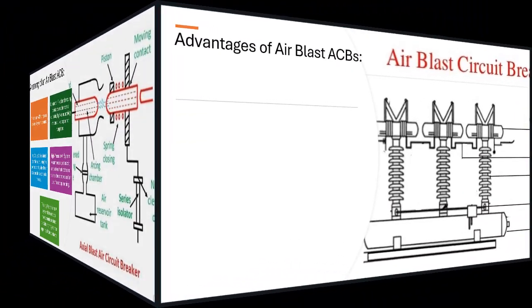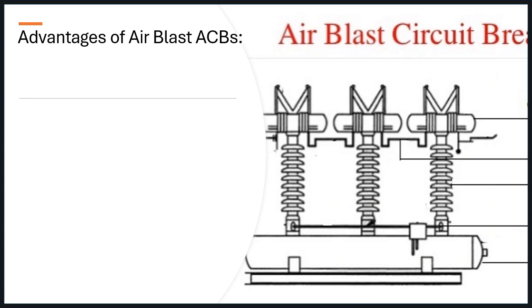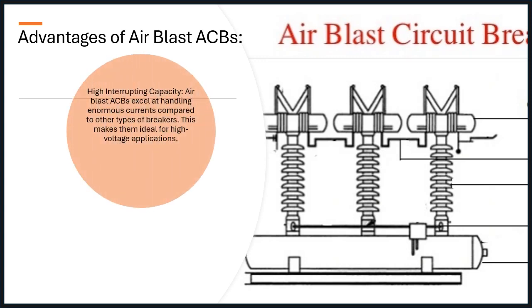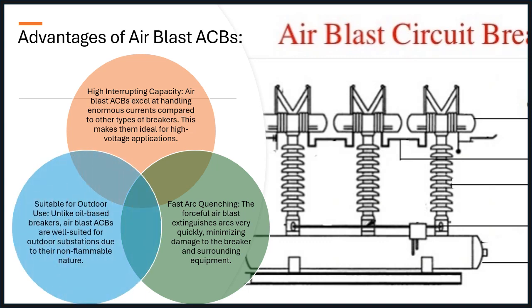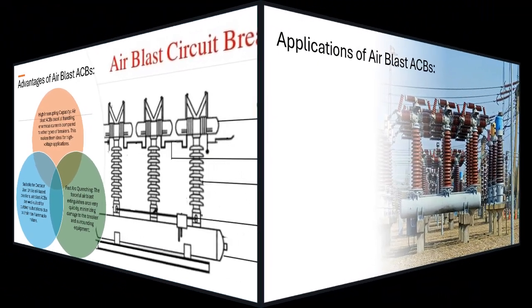Advantages of air blast ACBs. High interrupting capacity. Air blast ACBs excel at handling enormous currents compared to other types of breakers. This makes them ideal for high voltage applications. Fast arc quenching. The forceful air blast extinguishes arcs very quickly, minimizing damage to the breaker and surrounding equipment. Suitable for outdoor use. Unlike oil-based breakers, air blast ACBs are well suited for outdoor substations due to their non-flammable nature.